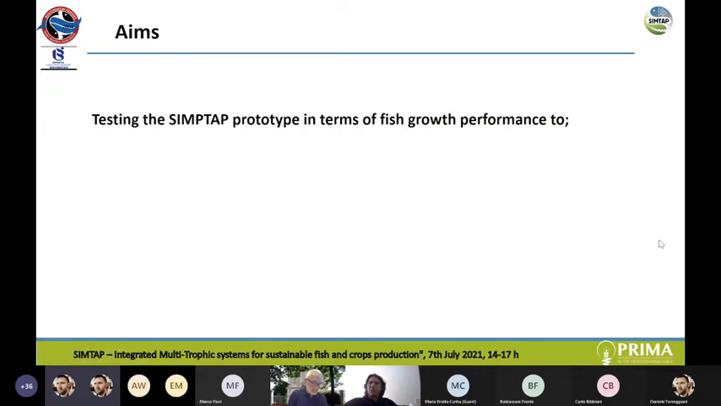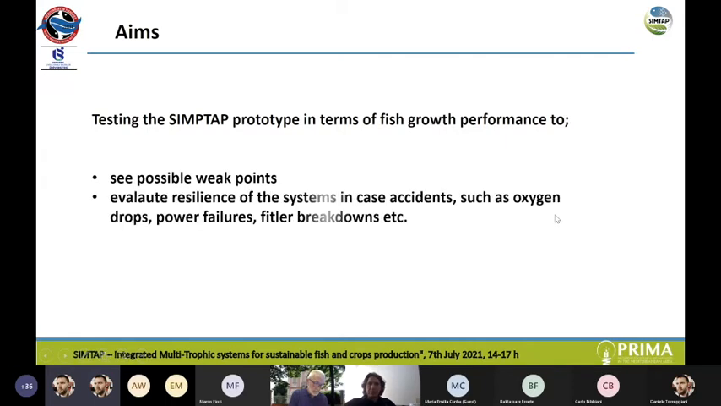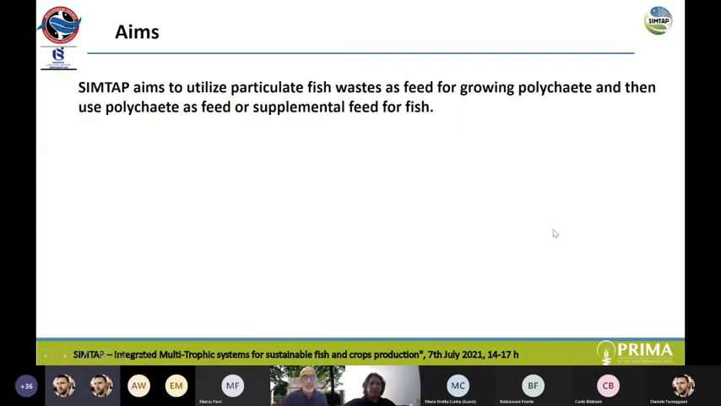You will see the aims of our studies here. First of all, in the test of SIMTAP prototype, in terms of growth performance, we aim to see the possible weak points in the system, evaluate the resilience of the system in case of accidents such as oxygen drops, power failures, filter breakdowns, etc. And also we would like to compare it with the flow-through system in terms of growth performance of fish.